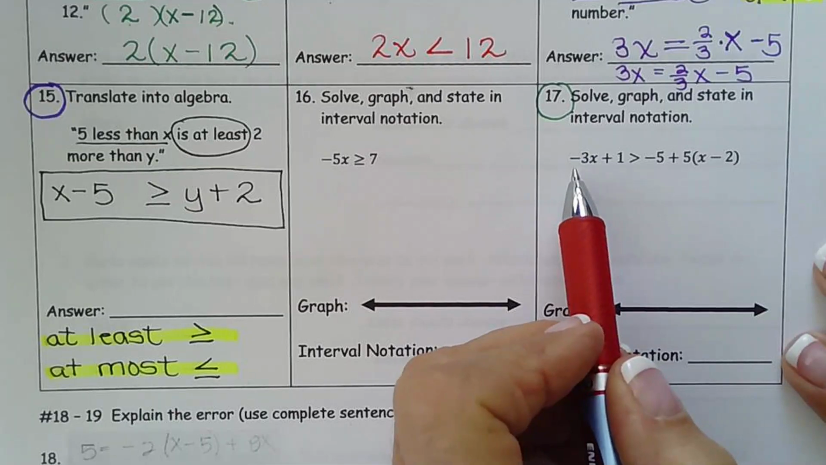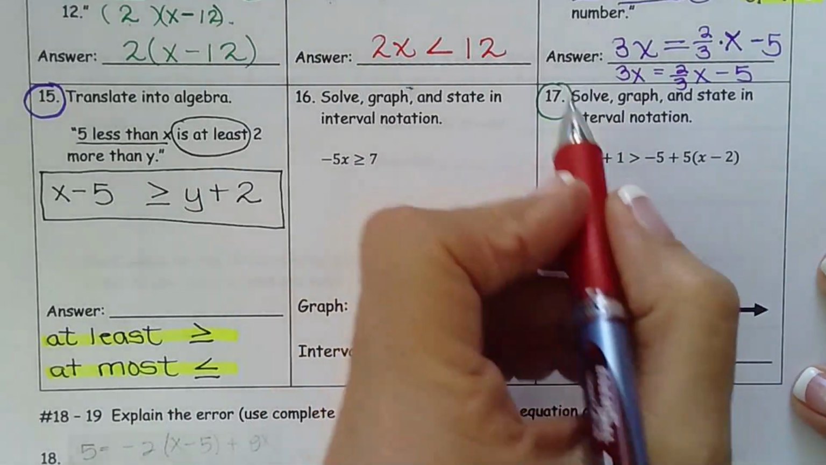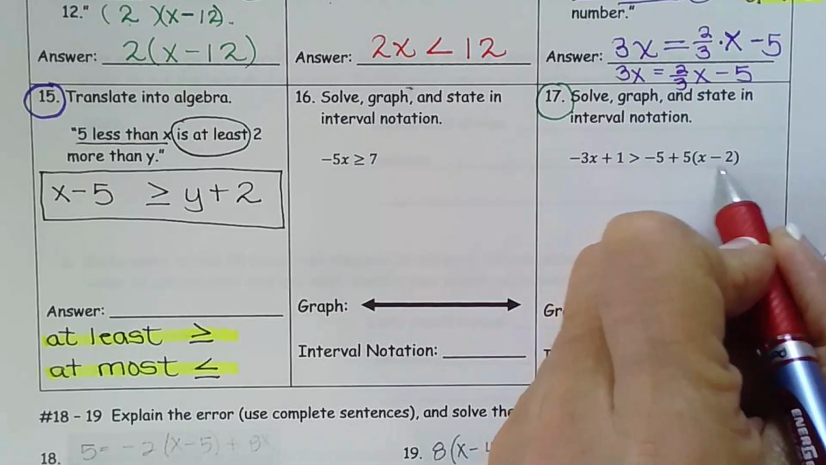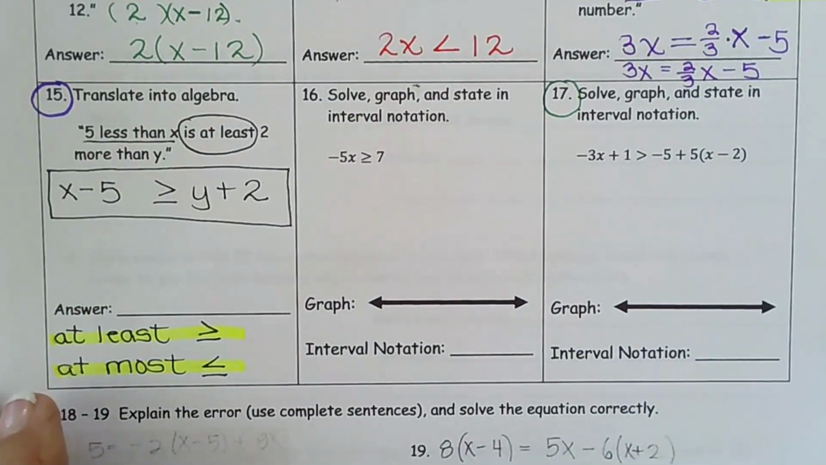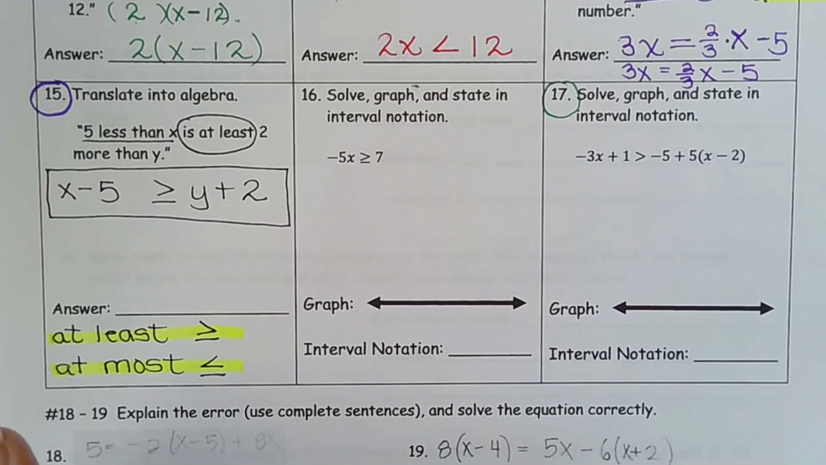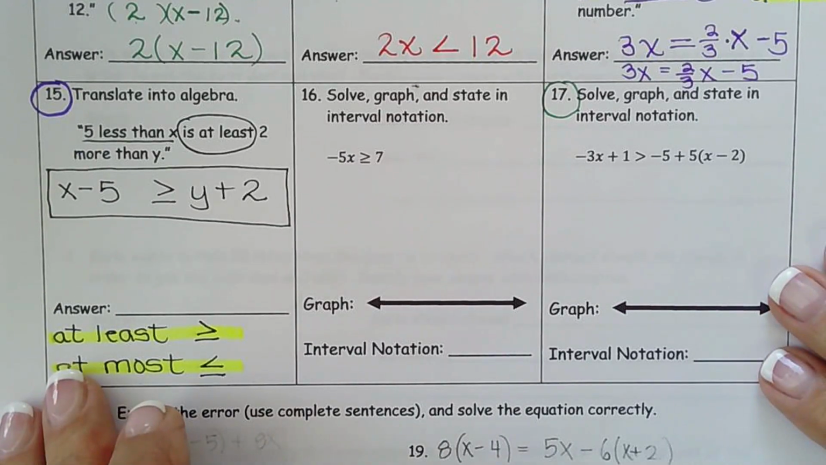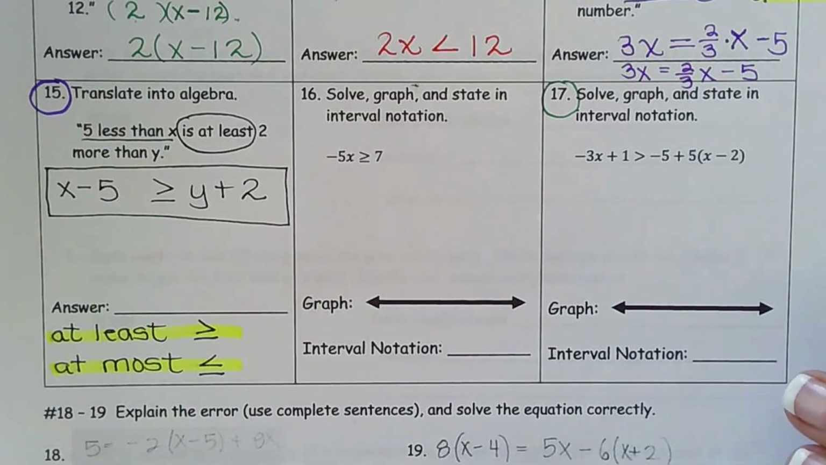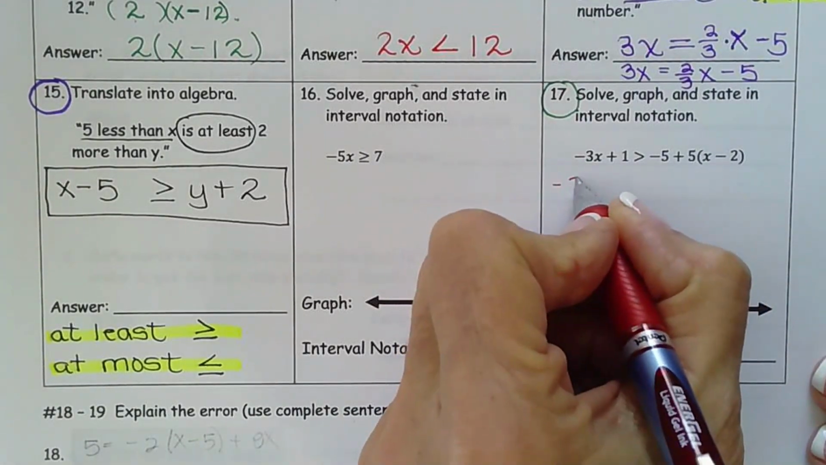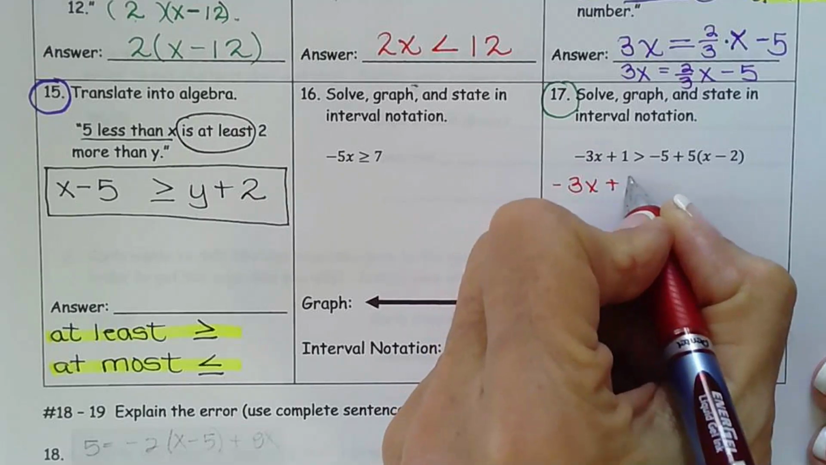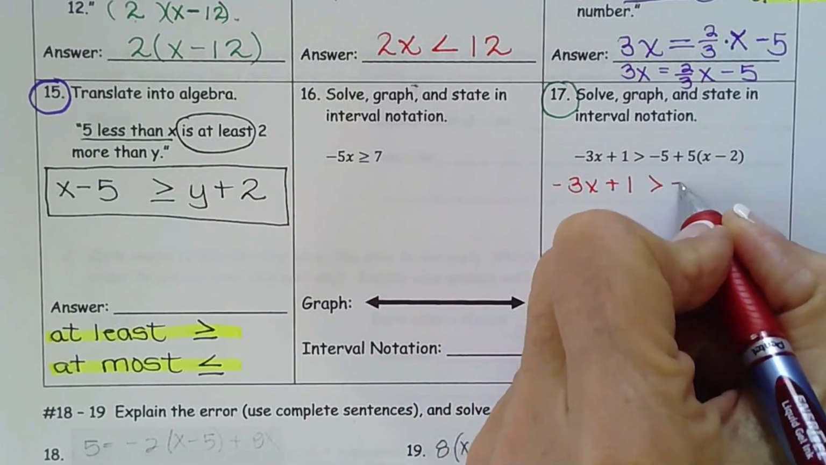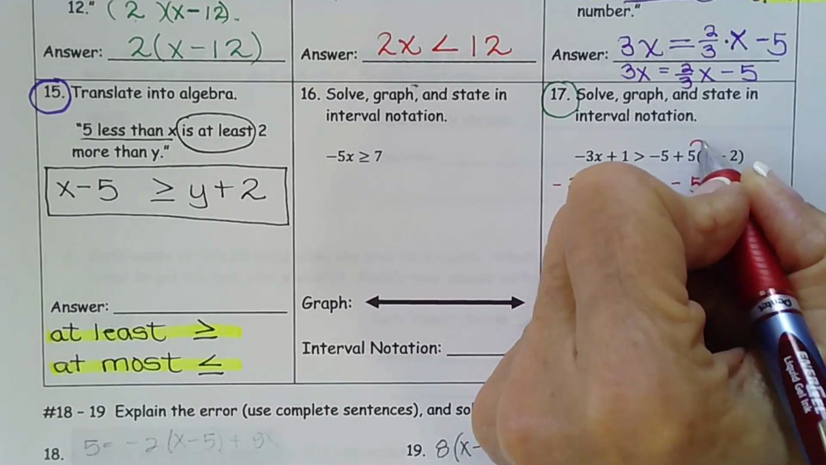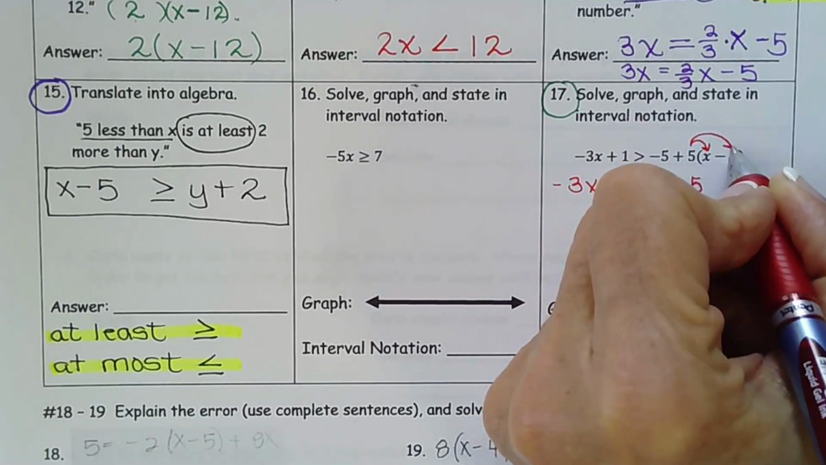For this one, solve, graph, and state in interval notation, we first have to clear parentheses. Remember, the rules for inequalities are the same as the rules for solving equations. You first have to clear parentheses and combine like terms before you start moving things from side to side. So the left side's all set to go. The right side, though, we have some distributing, and then we'll probably have some like terms as well, I'm guessing.